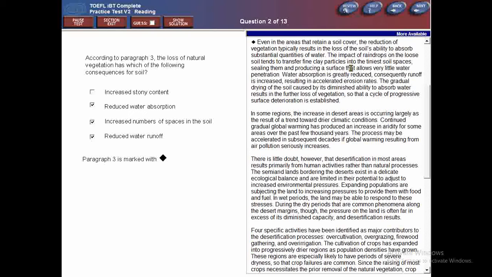Sealing them, reducing the surface of little water. So increasing soil spaces is not for inability to absorb substantial quantities of water, or loss of the soil's ability to absorb water. It is also the opposite of these ideas. Okay, so now we have also already found out what it is.